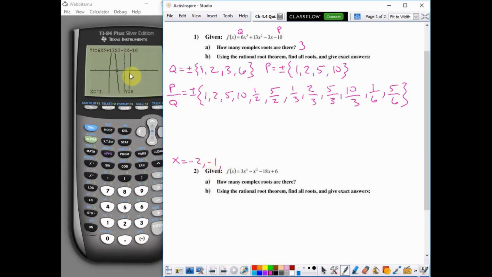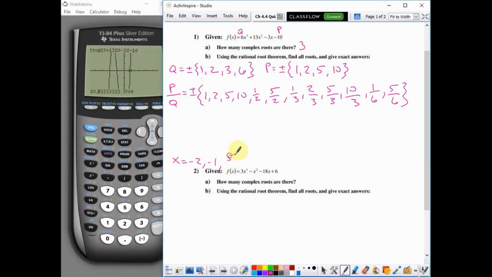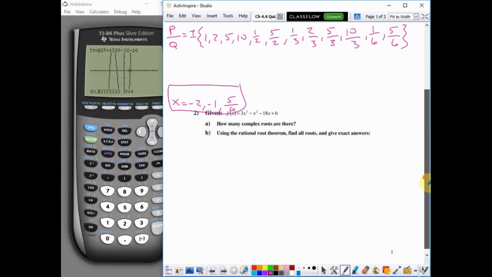And this one here is a little less than 1. The closest I have to 1, well, less than 1 is 5/6, so I'll try that. 5 over 6 gives me an output of 0. And that's all the roots. There are 3 of them. And I found all 3 just from the graph. So we can move on to number 2.